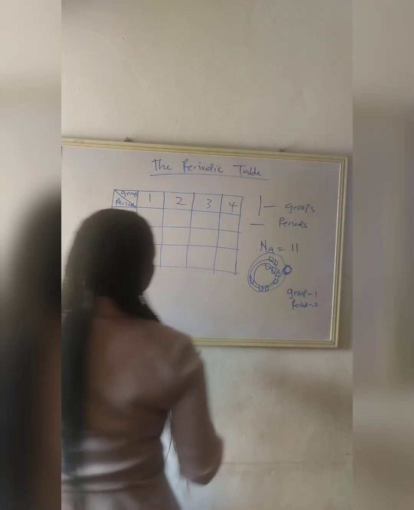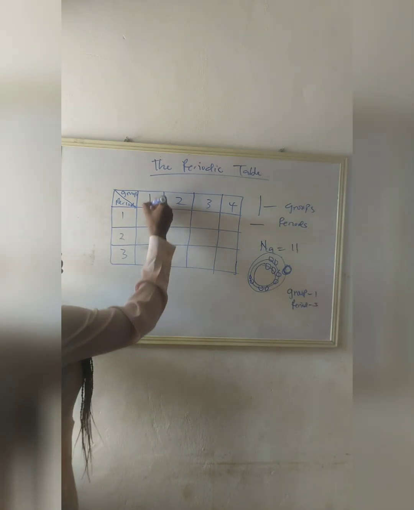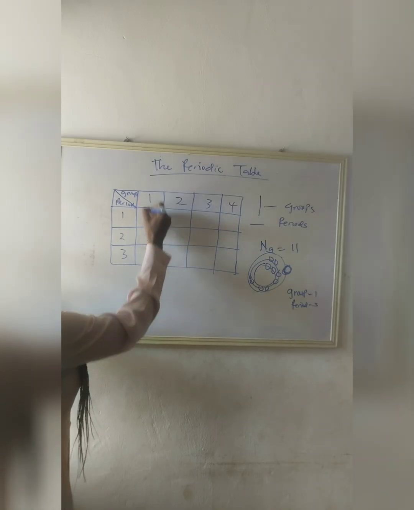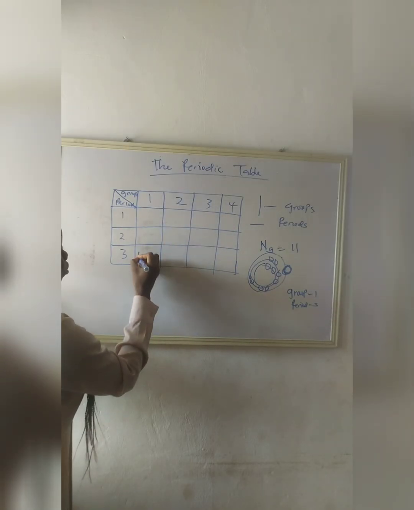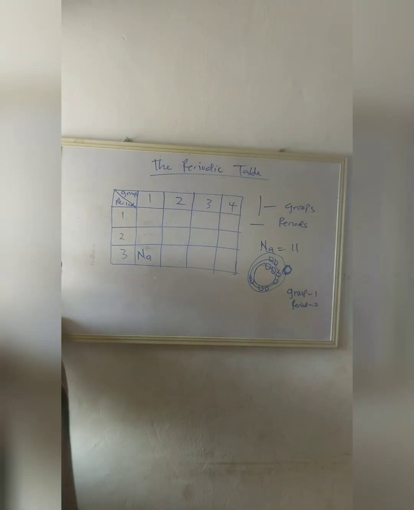Alright, do we understand? So we come here. This is group 1, and this is period 3. So sodium will be right here.